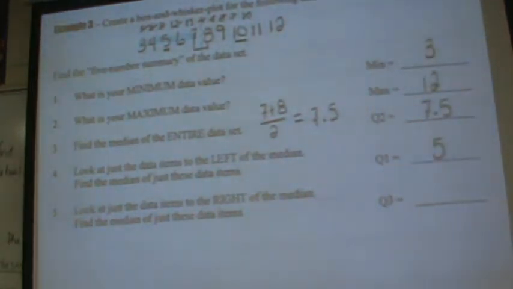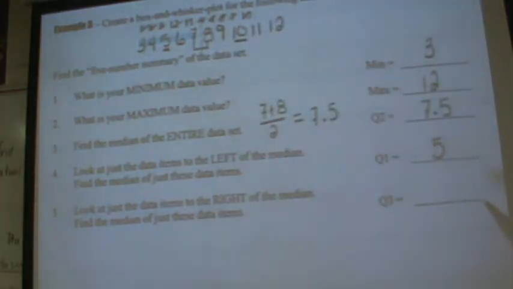So again, we have 5 numbers, so we're looking for just the middle number, the exact middle number. And in this case, it's the 10, because we have 2 items to the left, 2 items to the right. So our Q3 value is 10. So again, Q2 is the median of the entire set. Q1 is the median of the left side of the set. Q3 is the median of the right side of the set.